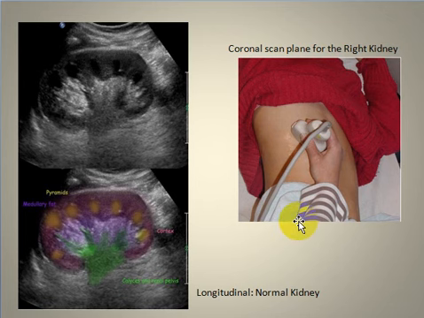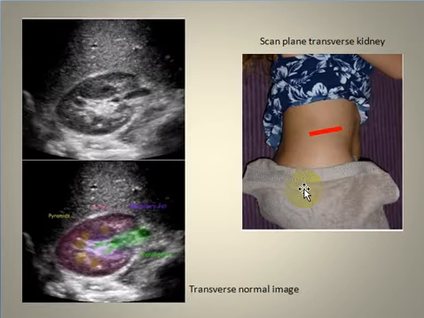Here in the patient with the right side a little bit up, we see the kidney, and here you see the renal sinus, and this is the cortex, and the hypoechoic area, this is the medulla. Again, we can do the transverse cut.